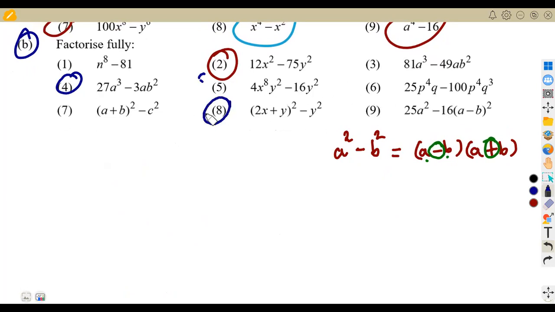And if you check, it is the same thing that you have on number 8, where we are given 2x plus y in this case like this, or 2x plus y squared minus y squared like that, all right, on number 8.